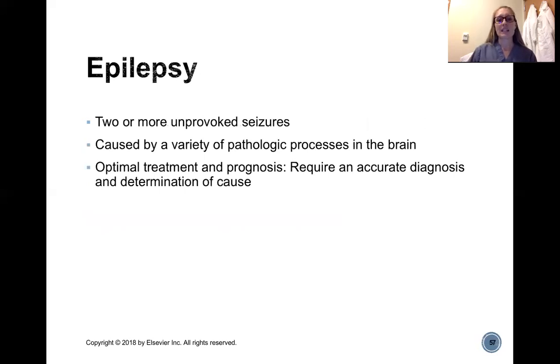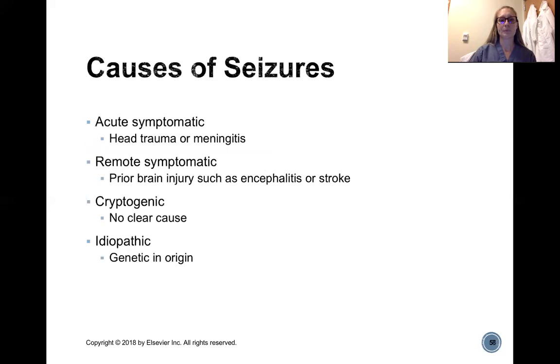So epilepsy is considered if the child has 2 or more unprovoked seizures. So an unprovoked seizure is one that just comes on. It's not caused by a trauma. It's not caused by an electrolyte imbalance, but it's an unprovoked seizure. So we can have acute symptomatic seizures from head trauma, meningitis, all of the things listed here. And box 4.6 really expands upon a lot of these and gives you some great information.